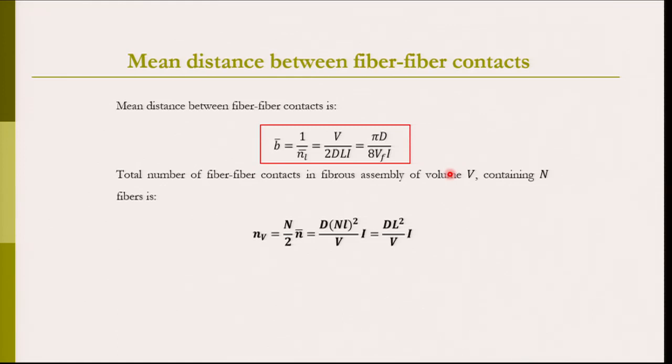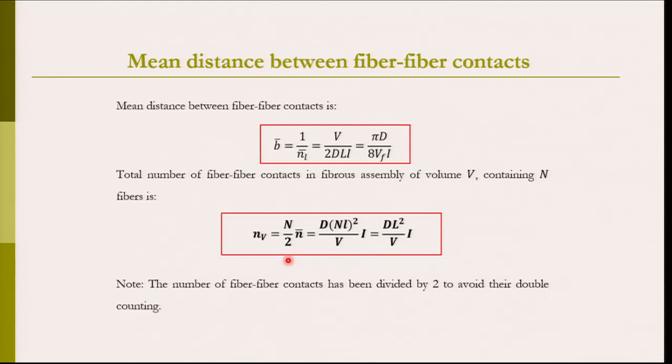We can also calculate the total number of fiber to fiber contacts in a fibrous assembly of volume V containing n fibers. So, if we denote N_V as the total number of fiber to fiber contacts in a defined volume V, then it will be simply expressed in terms of the average number of fiber to fiber contacts in the system with the total number of fibers present in the system. So, why have we divided by 2? Because 2 fibers actually make 1 contact. So, in order to avoid double counting, we divided by 2.